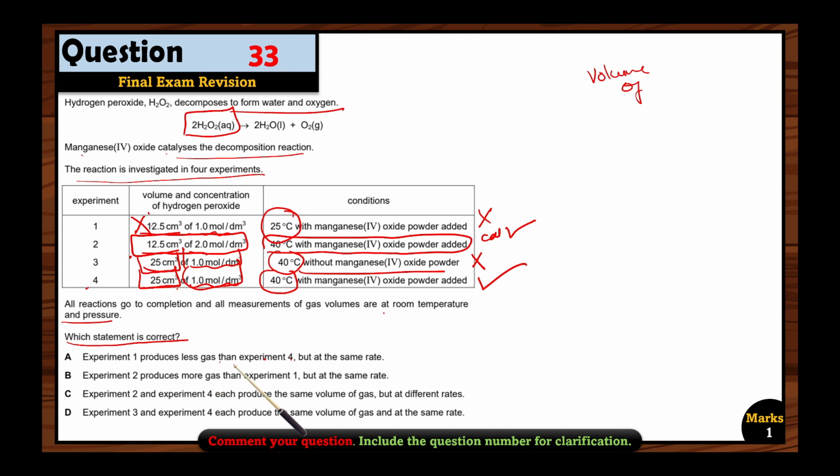Experiment 1 will produce less gas than experiment 4, right? But at the same rate, same means the reaction rate will be the same. That we can see now. With 1 mole the concentration was the same, right? So 1 mole means the rate of the reaction will be the same for this one.